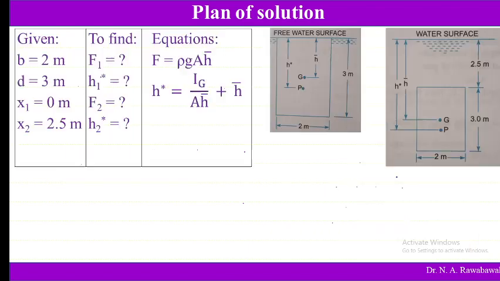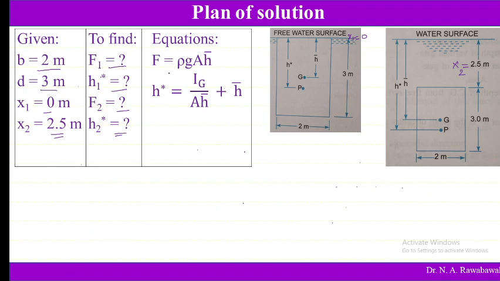So now we will simplify this. What is given here? Width of the rectangle is 2 meter, depth is 3 meter. In the first case, the distance we call x. So this is x1 and this is x2. In the first case it is going to coincide, therefore x1 is equal to 0 and x2 is equal to 2.5 meter. So we have to find out the total pressure and the center of total pressure in the first case and in the second case. So here we have two cases.